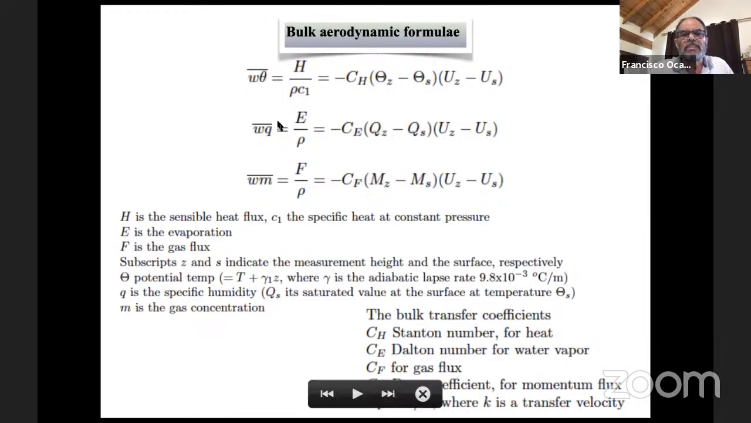But in the models, it is rather difficult to deal with a turbulent variable. So what they do is rely on this bulk formula and essentially on these coefficients, which are equivalent to an exchange coefficient of the property that we are dealing with. And this exchange coefficient can also be described in terms of the transfer velocity, which is K in this lower part.